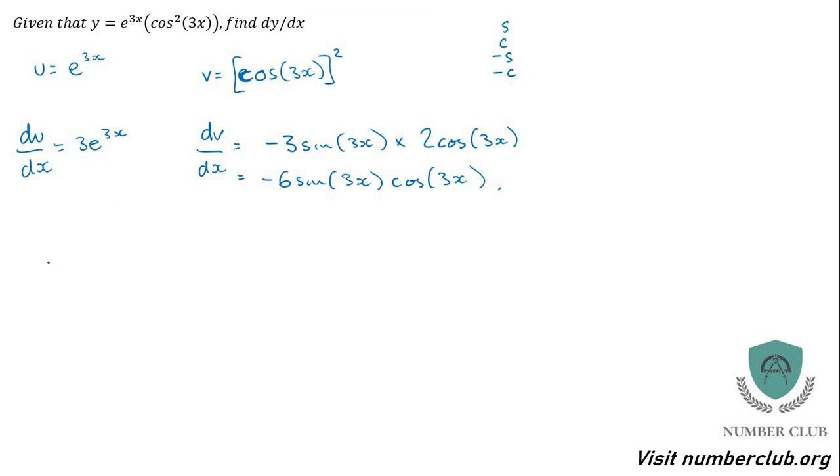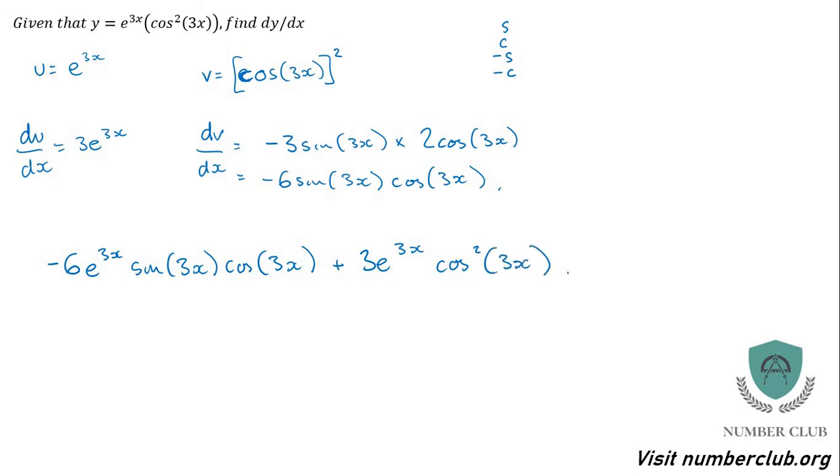Right, we've got negative 6 e to the 3x sine of 3x cos of 3x, plus we have 3e to the 3x lots of cos squared 3x. Okay, quite a lot of work going on there, quite a lot of things happening, but at the end of it, it's pretty much just number crunching. Right, moving on.